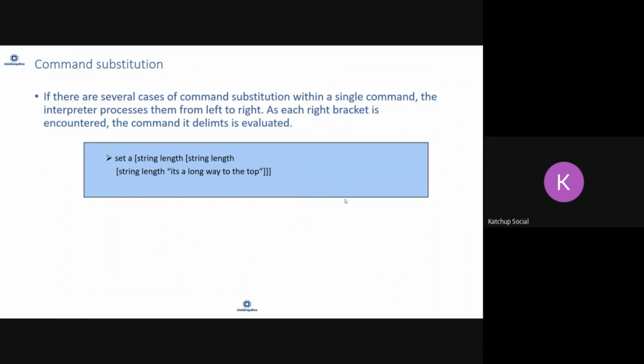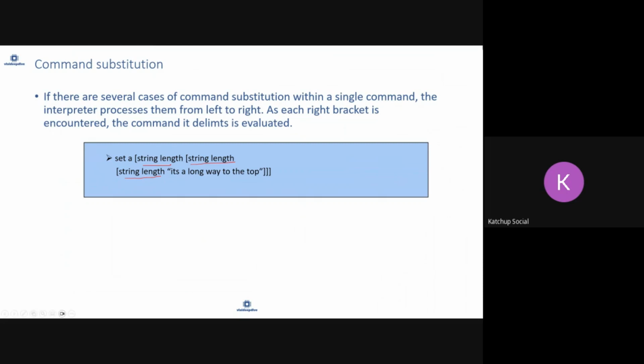These output values can be hierarchical. You can have multiple square brackets in a line, and each of them is returned together. For example, I can have multiple string lengths: string length this, string length this, string length this. So it's hierarchical. What is the innermost? The interpreter will go from left to right, and as each right bracket is encountered, the command value is evaluated. So how does this work?